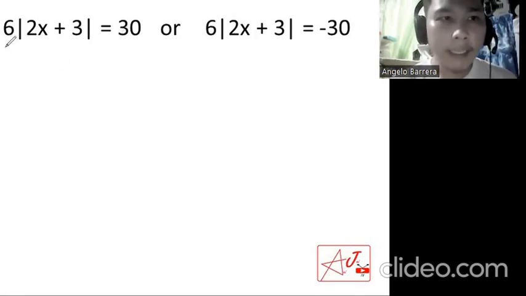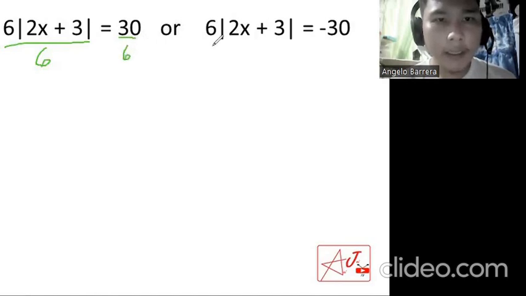And to do that, kailangan nating i-divide both sides by the number outside the absolute value, which is 6. Ayan. So, gawin natin sa dalawang example na yan. Okay. Ayan. So, since ito ay dinivide natin sa 6, matatanggal na ngayon ang 6 and then matitira ay ang absolute value of 2x plus 3. So, take note of that. Hindi pa po natin tatanggalin si absolute value kasi ang natanggal lang naman yung number outside ng absolute value.